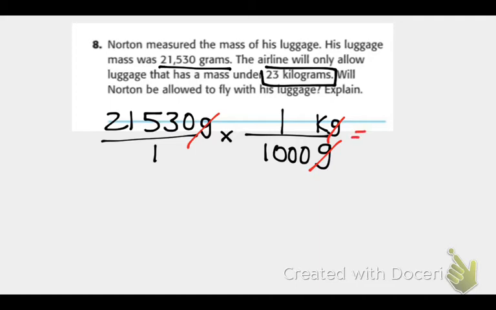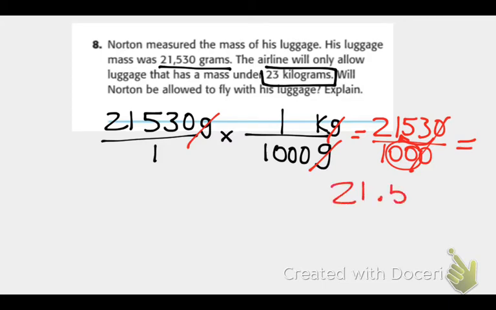That leaves us 21,530 divided by 1,000. So those zeros cancel, which is going to leave 2. So that decimal is going to go there. So we got 21.53 kilograms. And now we got to compare.